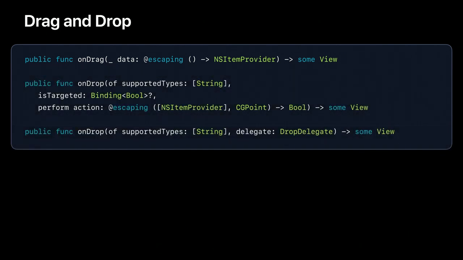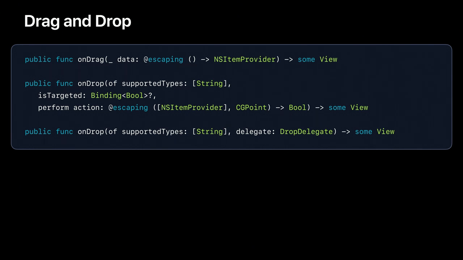To accept a drop, you can use the onDrop modifier. With the onDrop modifier, you simply pass an array of universal type identifier strings that describe what kind of data you can accept on your view. And if the user drops data of that type on your view, we will automatically call your action closure and provide an array of item providers that conform to that type. And of course, we'll also tell you exactly the point inside your view that the drop occurred.